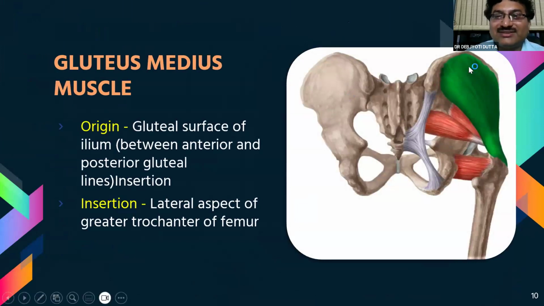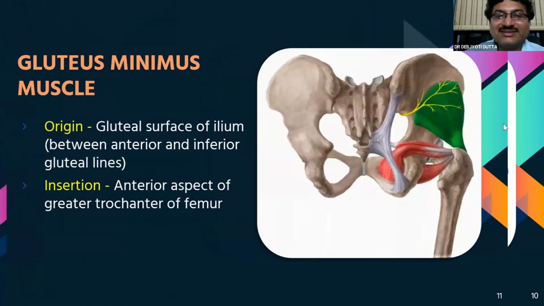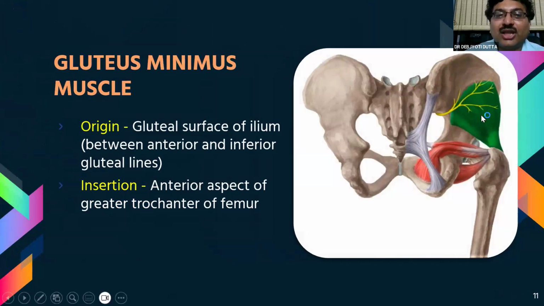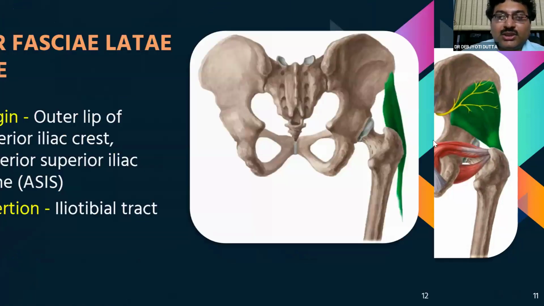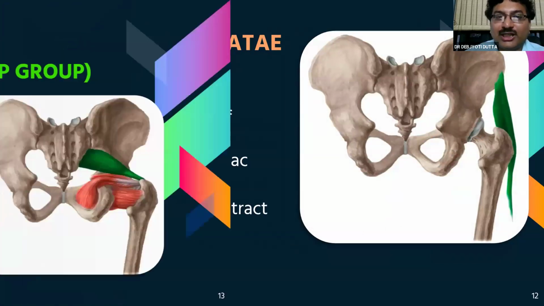Then we have the gluteus medius, which takes origin from the posterior part of the ilium between the anterior and the posterior gluteal lines, and is inserted into the lateral aspect of the greater trochanter of the femur. Similarly, we have the gluteus minimus that takes origin on the gluteal surface between the anterior and inferior gluteal lines, and it attaches to the anterior aspect of the greater trochanter of the femur. Then we have the tensor fascia lata muscle, which takes origin from the outer lip of the anterior superior iliac spine and attaches to the iliotibial tract.